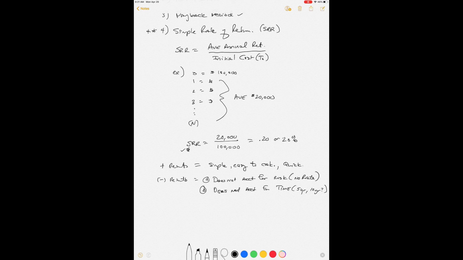So simple rate of return is a capital budgeting tool that gets talked about. Benefits are it's simple and quick, so a lot of people use it, and it's still not a bad tool. However, it does not account for risk.